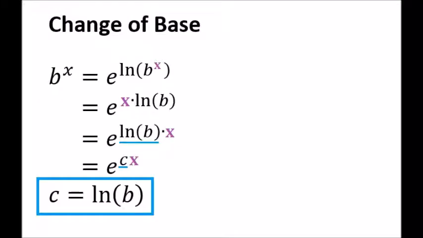That algebra can be seen here. The argument b to the x can be rewritten according to the right-hand side in the first line, because e to the natural log cancels. Then the x comes out front. We swap the order and it becomes evident that the constant c is equal to the natural log of b. That's why we use the natural log of 2 for 2 to the x.